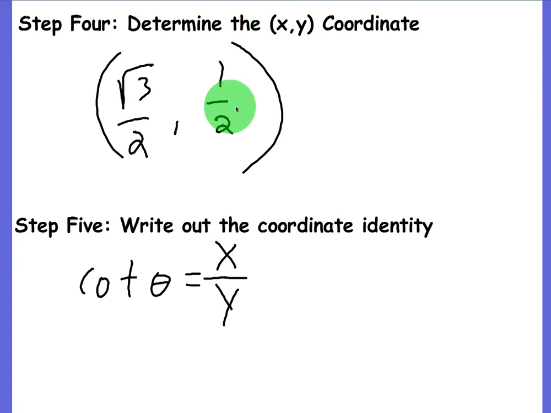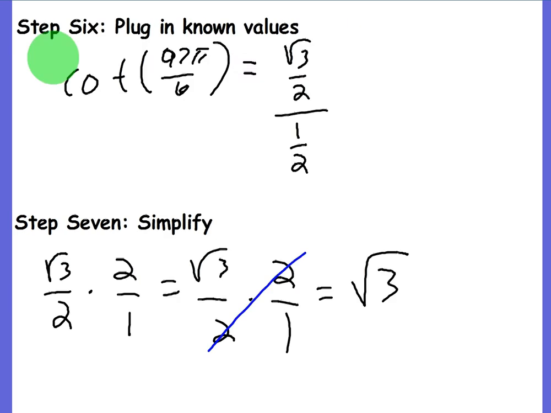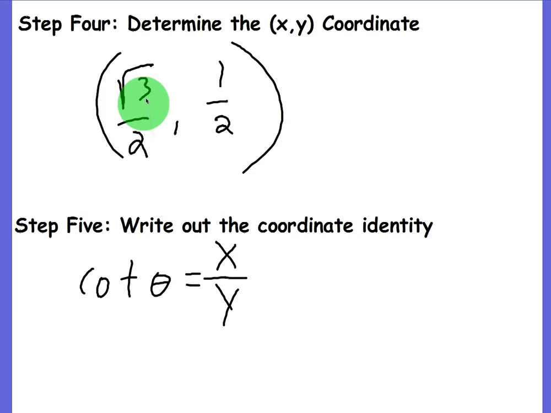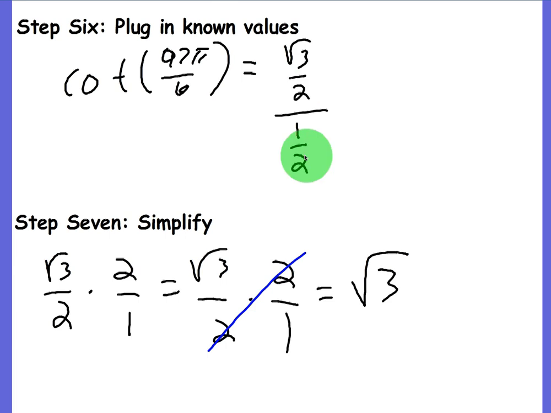What is our coordinate identity for cotangent? It's x over y, so we're going to be 1/2 divided by square root of 3 over 2. I'm sorry. Glad I caught myself. Square root of 3 over 2 divided by 1/2. This is our x, this is our y. This illustrates the importance sometimes of labeling points. Okay. So it would be square root of 3 over 2 over 1/2. Keep, change, flip. Answer is square root of 3. Therefore, cotangent of 97 pi over 6, as crazy as that looks, is simply equal to square root of 3.